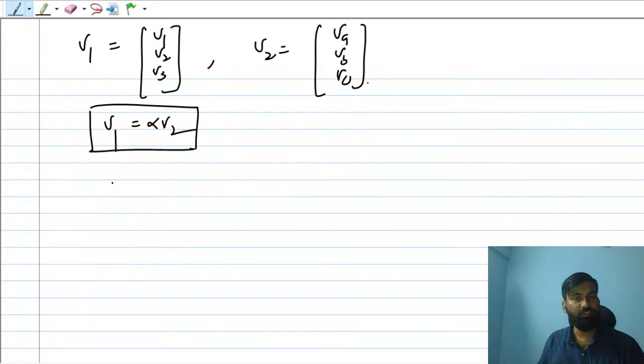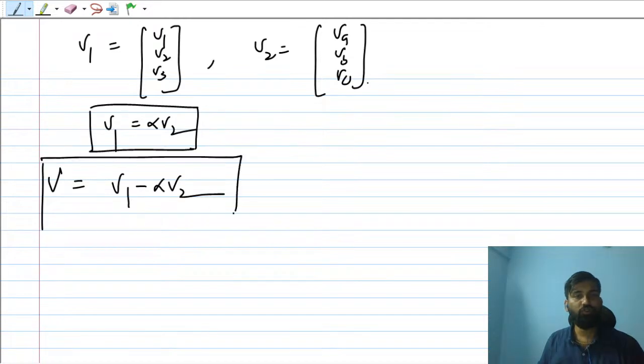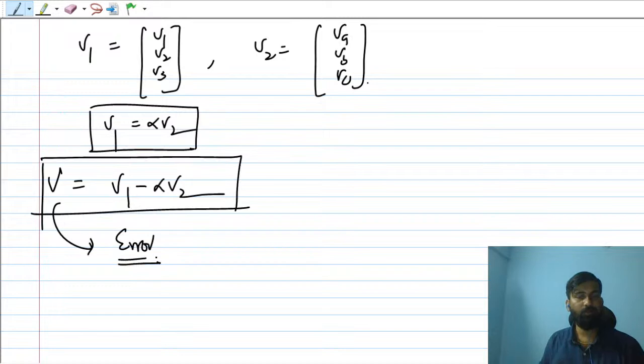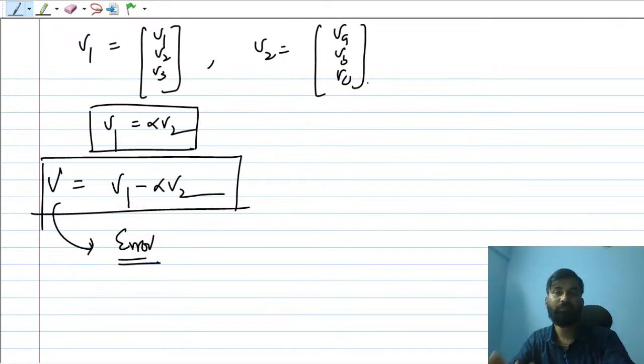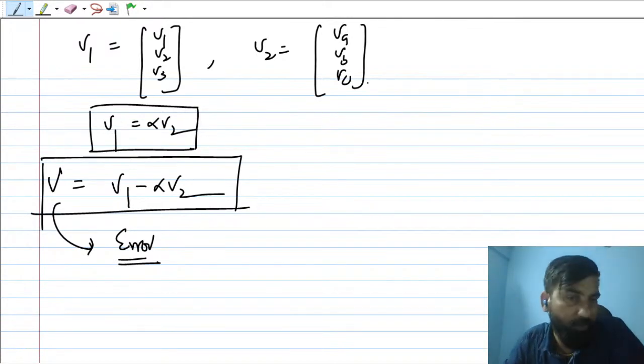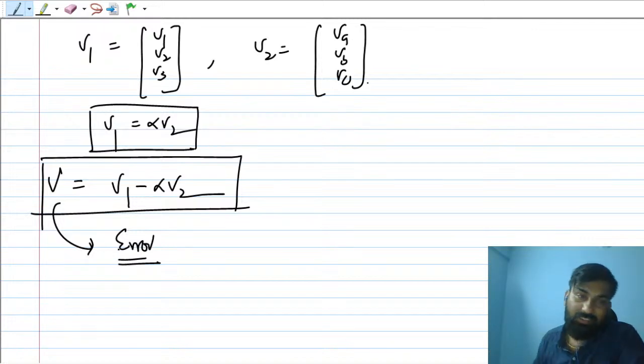So if you take the difference, the new vector you will get will be v1 minus alpha times v2, right. This new vector which you are getting is the error vector, okay, because we have to minimize this error. The present picture and the old picture should match, okay. So we are trying to find the closeness between two pictures or closeness between two vectors. So this error has to be minimized. So how to minimize this error?